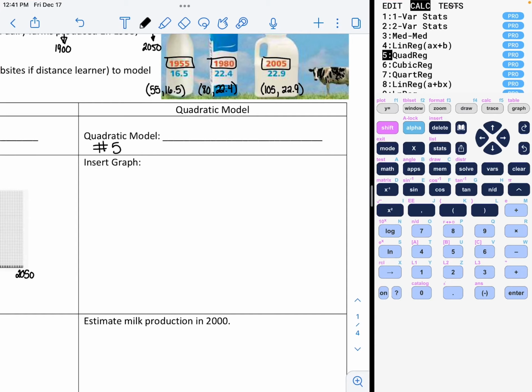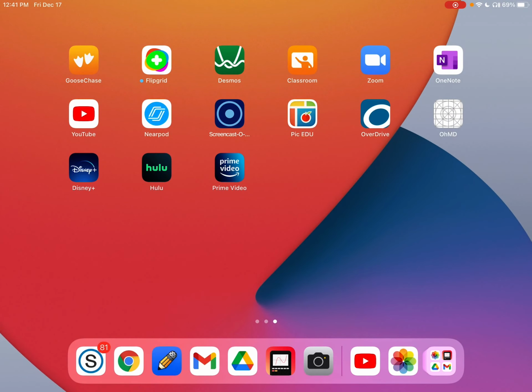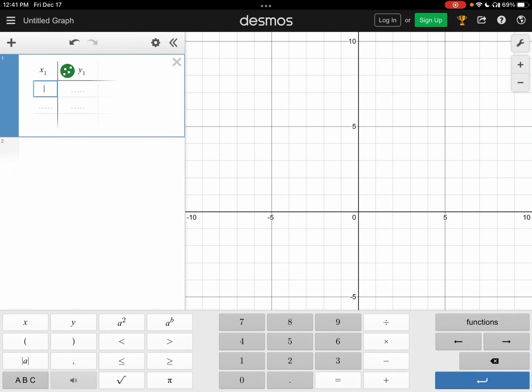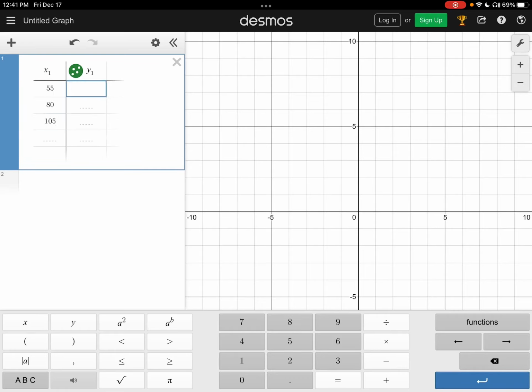I'm going to show you how to do this on Desmos. At least I'm going to try my best. So I'm going to put my table in here, 55, 80, and 105. And I did that by inserting a table. And my y value is 16.5, 22.4, and 22.9.